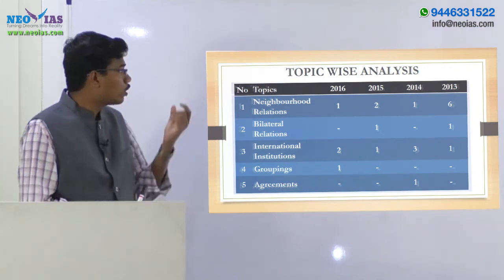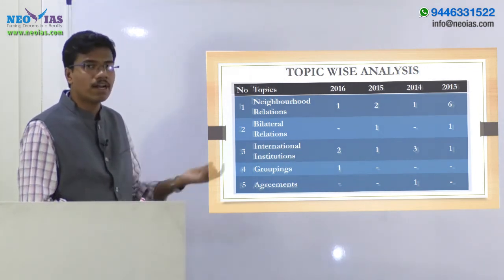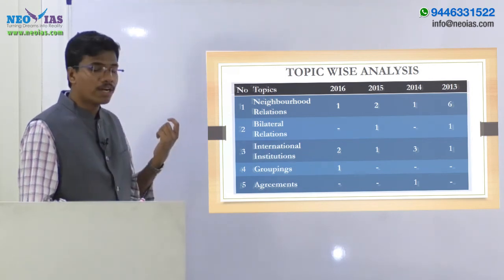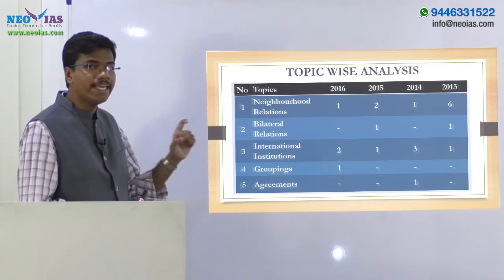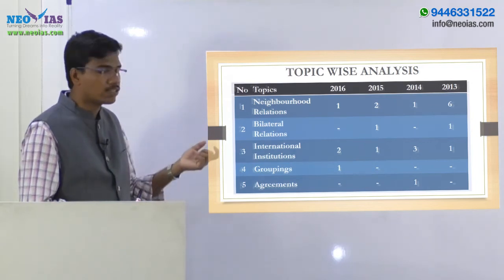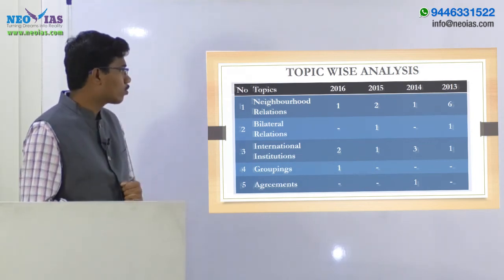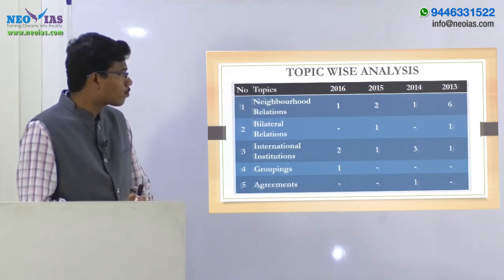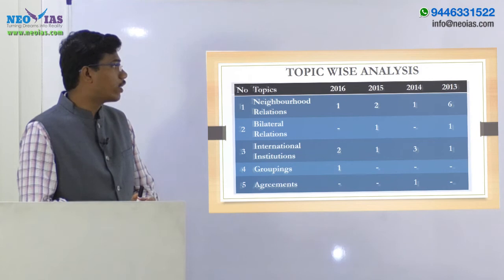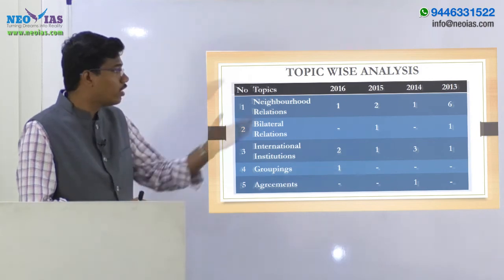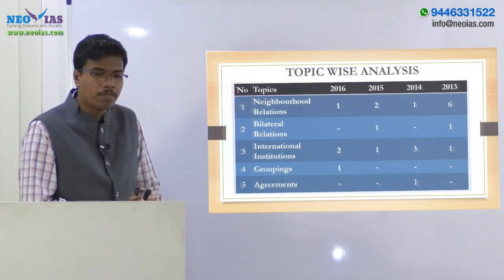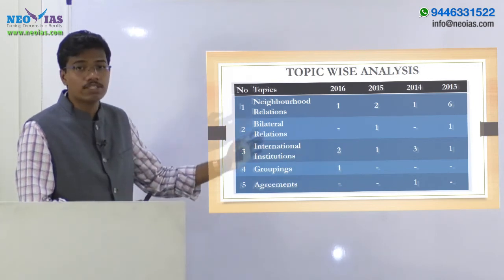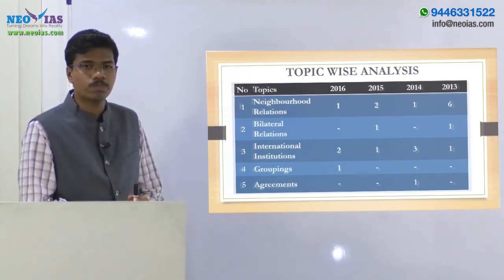If you go through the topic wise analysis of the previous year international relations questions, you can understand that neighborhood relations has been a very key area in the mains examination. In 2016, we had one question on the neighborhood relations. In 2015, we had two questions. In 2014, there was one question. And in 2013, we had a whopping 6 questions regarding the neighborhood relations.